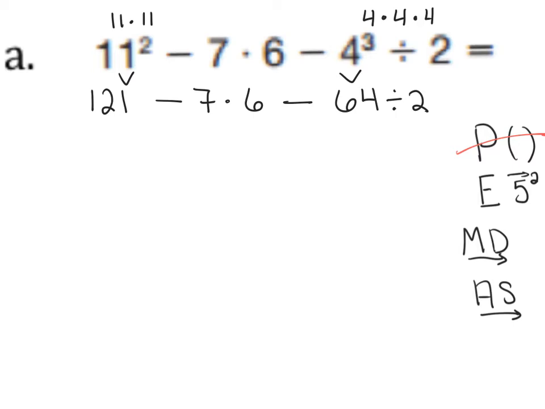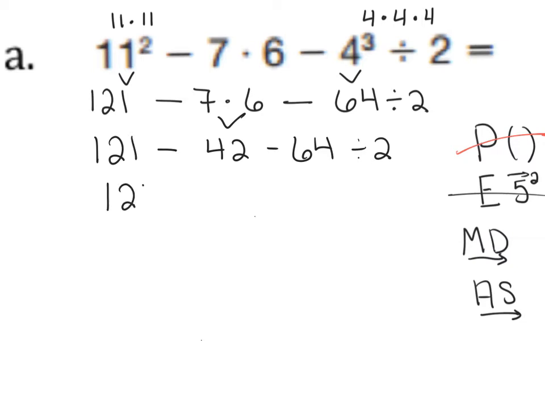Okay, some of you are not writing down your steps, and that's normally when we make our mistakes. Let's write down the steps each time. So now we are done with exponents, so now multiplying and dividing left to right. So the first thing that happens is the 7 times 6. So I'm going to leave the 121 alone, minus 7 times 6 is 42, minus 64 divided by 2. So I check again. Do I have any more multiplication division? I do. I have 64 divided by 2. Copying it down because I'm not doing anything with the problem.